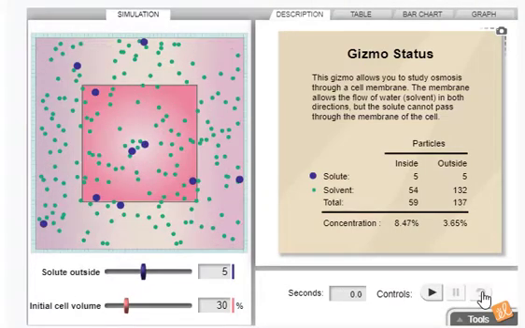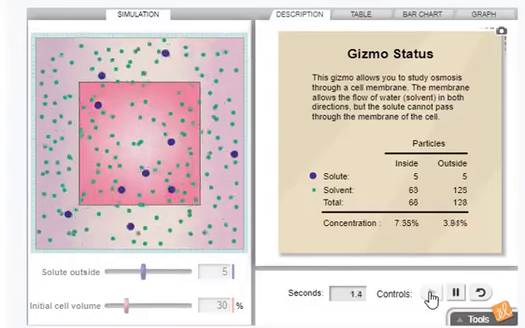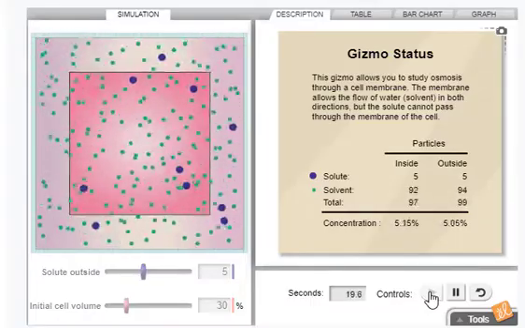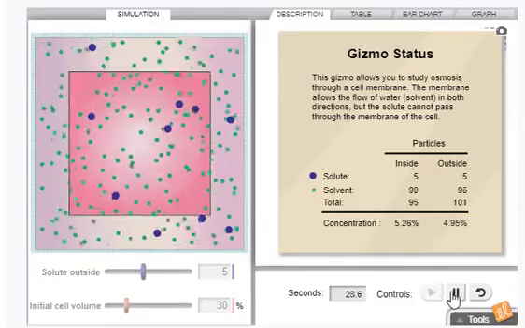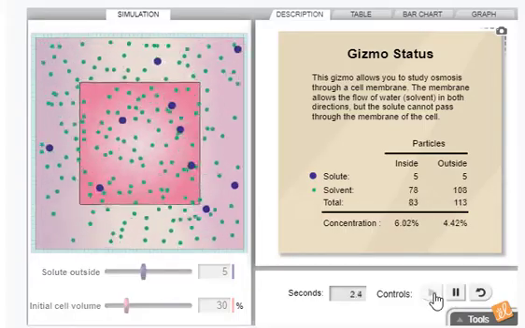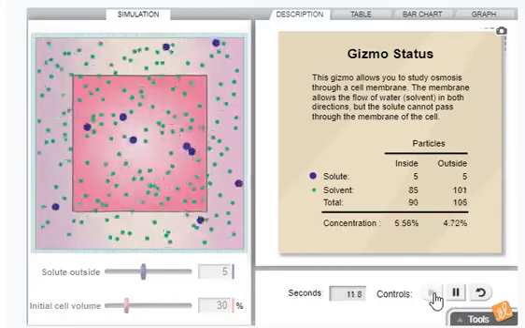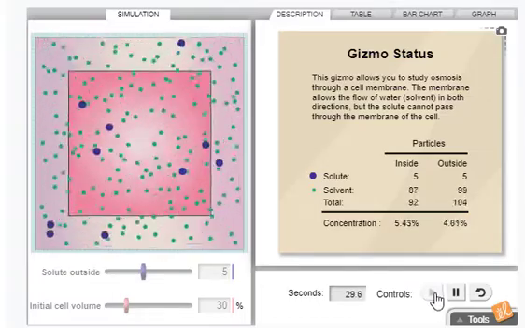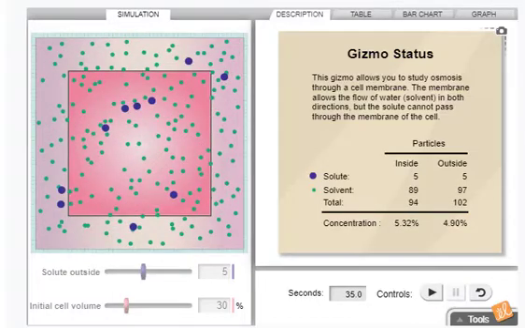So question number 3 says hit reset and hit play again. What do you notice about the size of the cell? Remember that this pink or red square is our cell, so I'm going to hit play again. And what's happening to that square? I'm going to repeat the process again. I'm going to hit play. What's happening to the size of that square? Is it getting bigger, smaller, or did it stay the same the whole time?